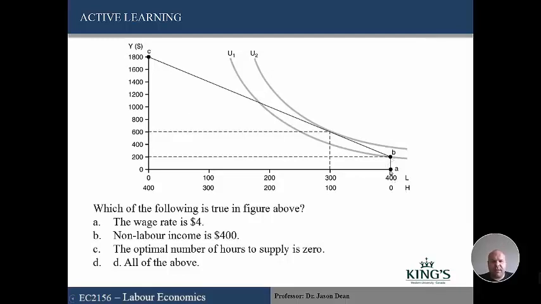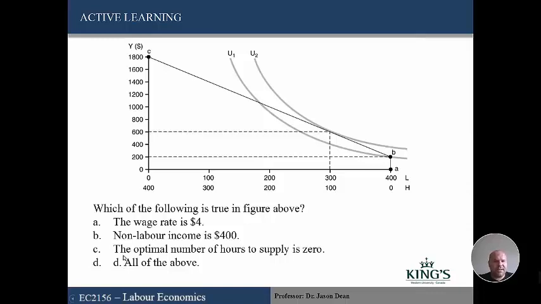We have 2 points here, A and B. Total discretionary hours is 400. We have our income on the vertical axis. And the question is asking us which of the following is true in the figure above. A, the wage is $4. B, the non-labor income is $400. C, the optimal number of hours to supply is 0. Or D, all of the above.